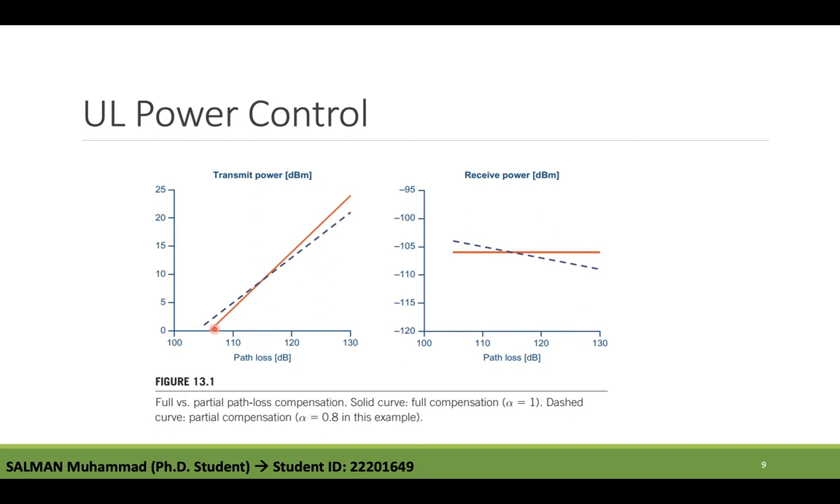The solid line shows the full compensation, which is alpha equal to 1, and the dashed blue line is showing the partial compensation, where alpha is 0.8 in this example. As can be seen, with partial path loss compensation, the terminal transmit power increases more slowly than the increase in the path loss. Consequently, the received power and thus the received SINR is reduced as the path loss increases. To compensate for this, the MCS, or the modulation and coding scheme, which is the PUSCH data rate, should be reduced as the path loss increases.